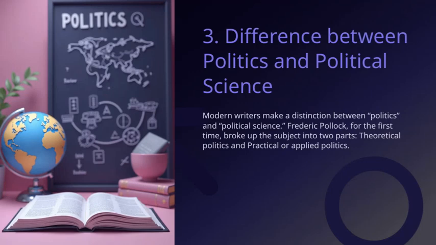Now, moving on to slide 6 of 14, let's explore how modern writers differentiate between politics and political science. Frederick Pollock was quite influential here. He was the first to divide the subject into two distinct parts. On one hand, we have theoretical politics, which deals with the ideas, principles, and philosophies behind political systems. On the other hand, practical or applied politics focuses on how these ideas are implemented and practiced in real-world situations.